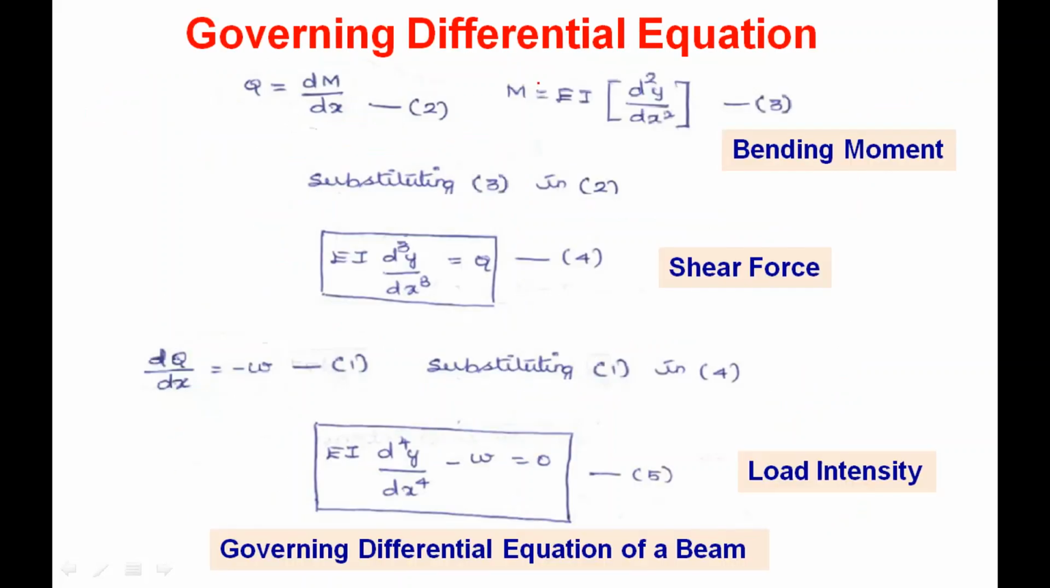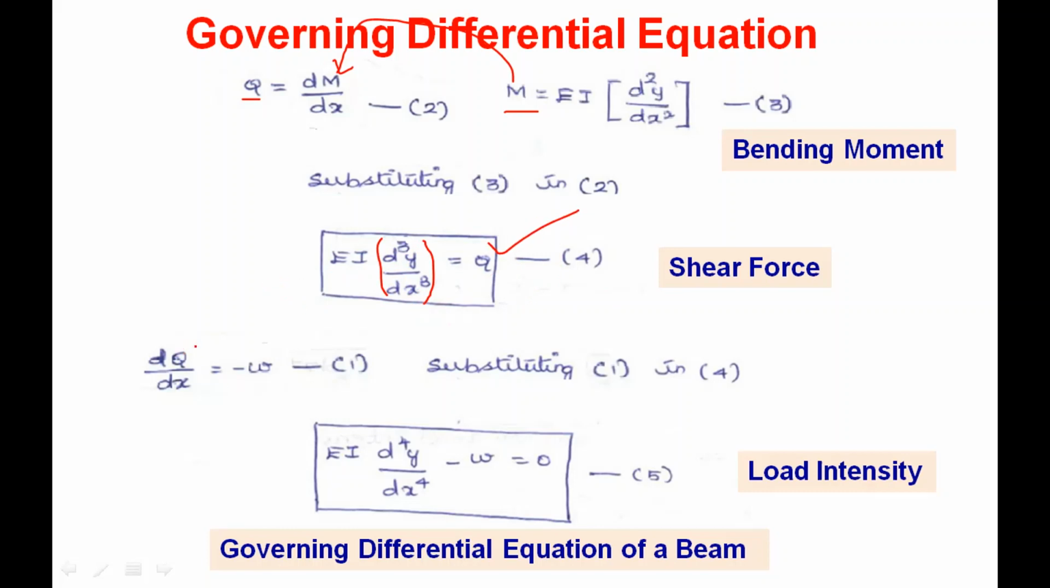After knowing this relationship for bending moment, M is equal to EI d square y by dx square, we will substitute this bending moment expression in equation 2, which is nothing but the rate of change of bending moment is equal to shear force. When you substitute this, we are able to get the expression for the shear force Q. After substituting, the shear force Q is equal to EI d cube y by dx cube. Here you see the third order derivative of the field variable is the shear force, that we have to understand.